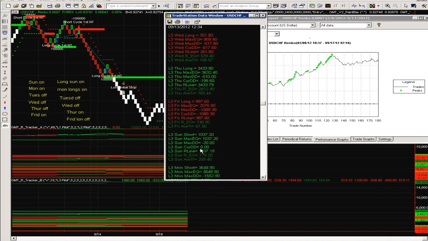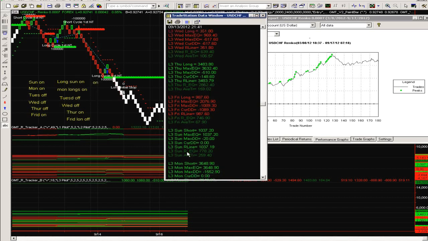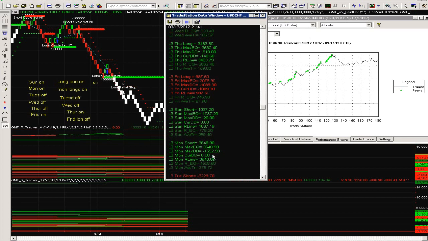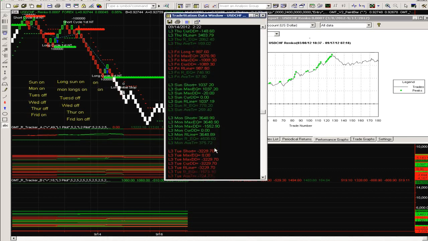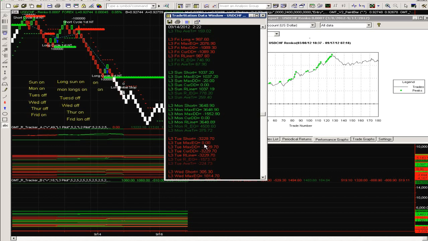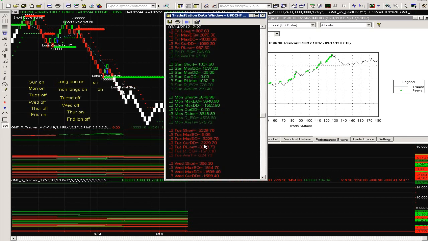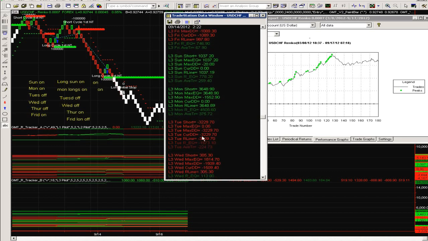Sunday shorts look good. So the shorts are on. Monday shorts look like they're on. No drawdown on the short side. Tuesday shorts definitely on. Oh, hang on. Have a look at the Tuesday shorts. So our current drawdown there is $3,229. So we turn that off.